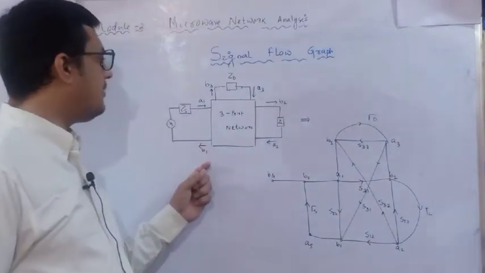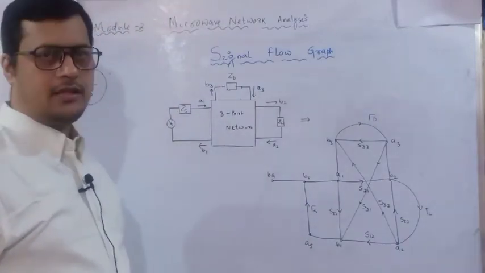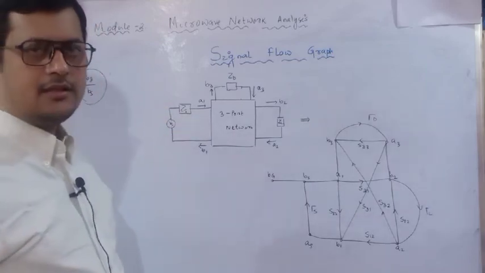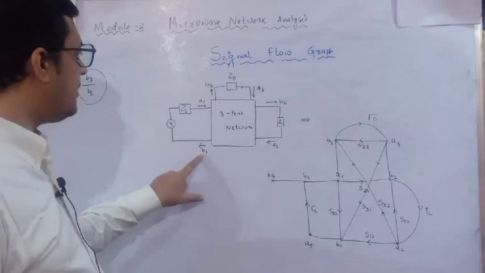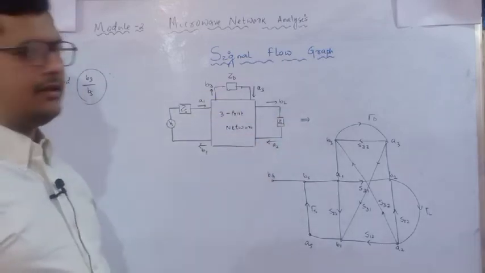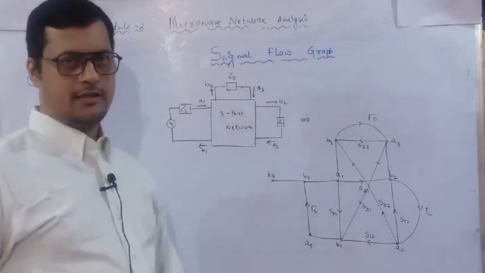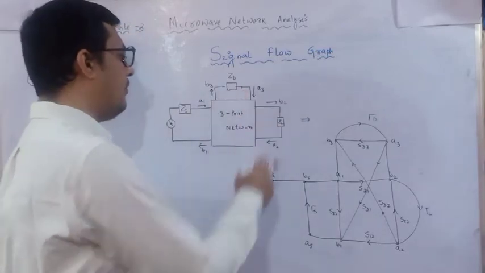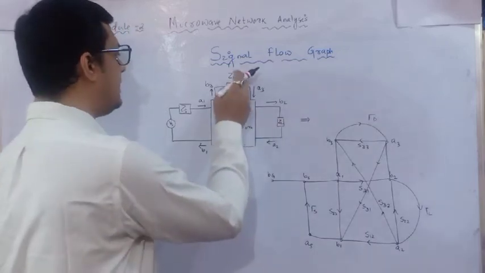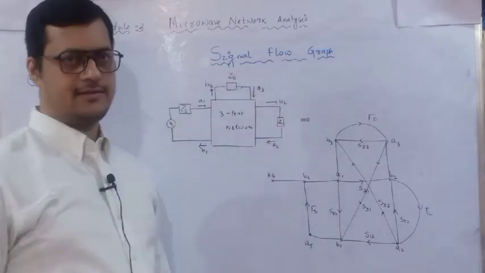Now this is a 3-port network having 3 different ports. Port 1 has incident wave A1 and reflected wave B1. Port 2 has B2 and A2, and port 3 has B3 and A3. And all these ports are terminated with a certain load. This one is ZL, this one is ZD, and here is the source, ZS.